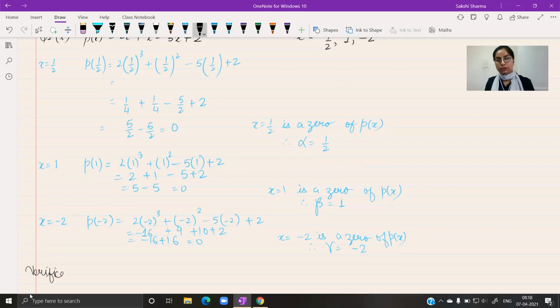Then for the verification, the first thing that you need to do is compare P(x) with the standard form. Write down what are the values of a, b, c, d, the coefficients and the constant. Compare the polynomial P(x) with the standard form and identify a, b, c, and d.